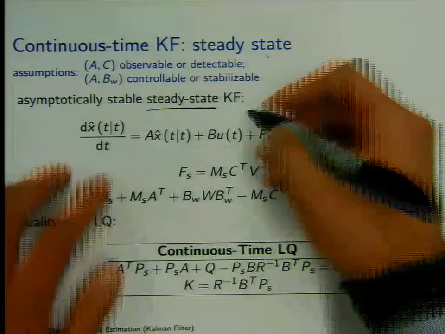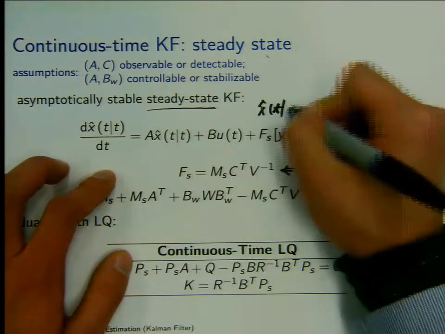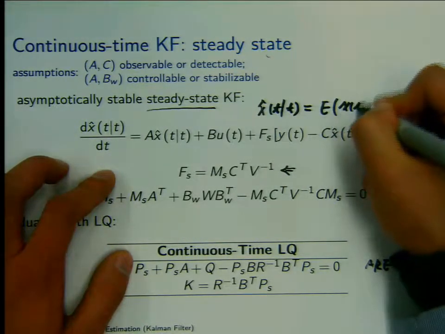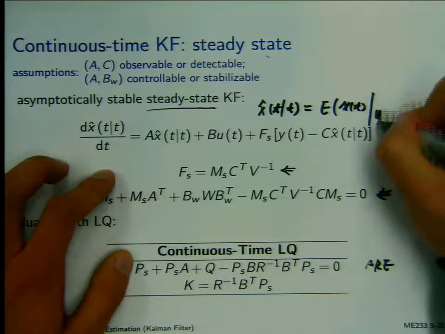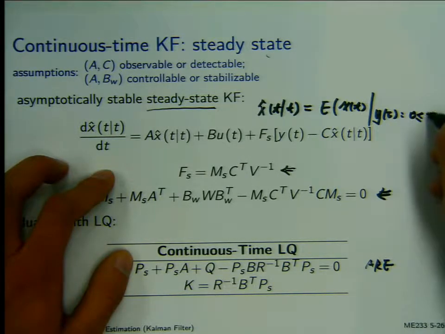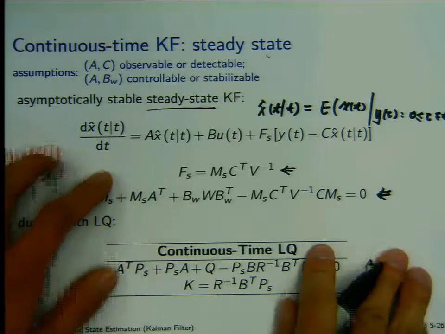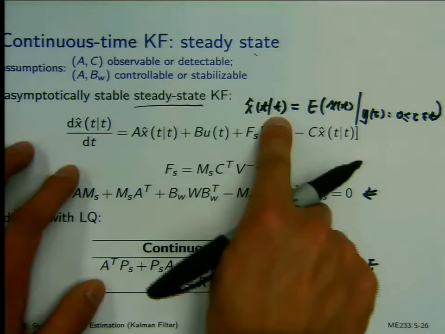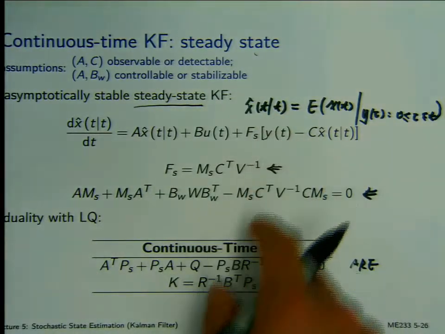It means x hat t slash t is the estimation of x(t) given y(tau), where tau is going from 0 to t. This is what it means. It's using all the information up to t to estimate x(t).